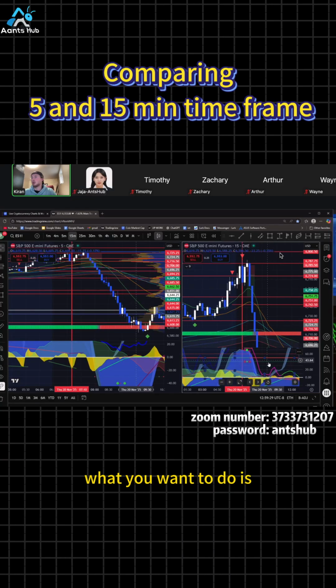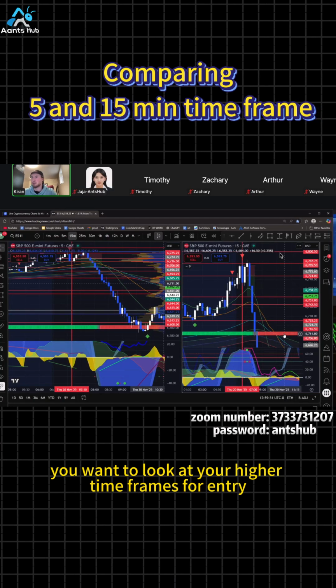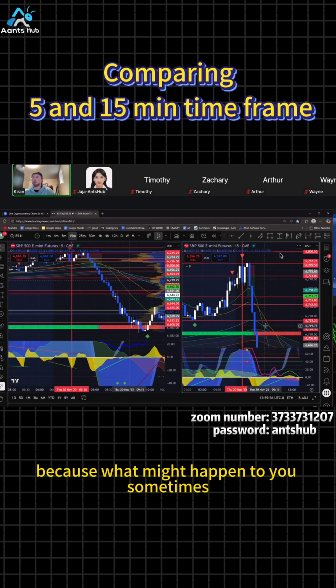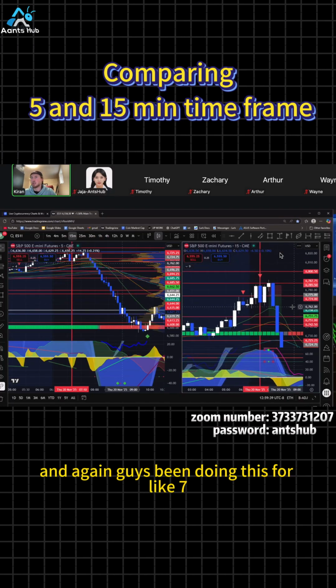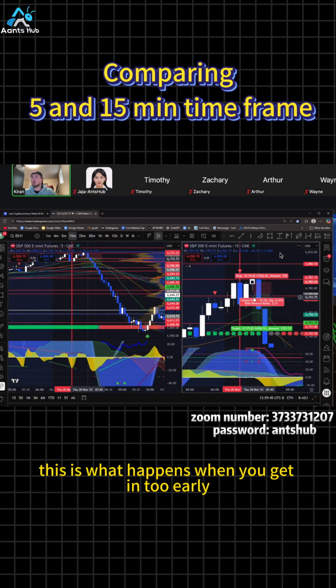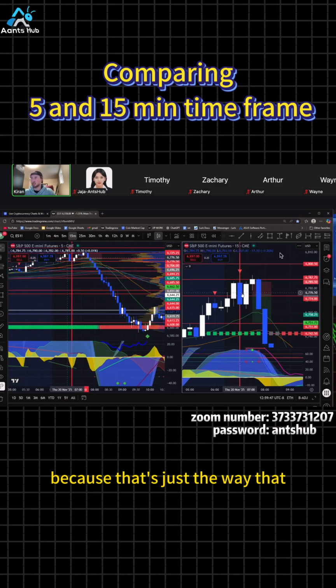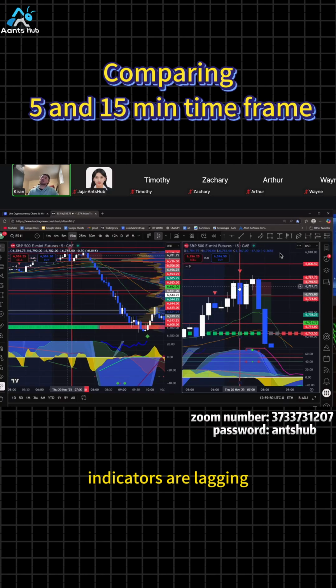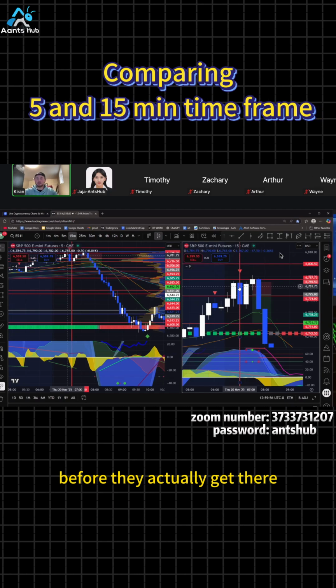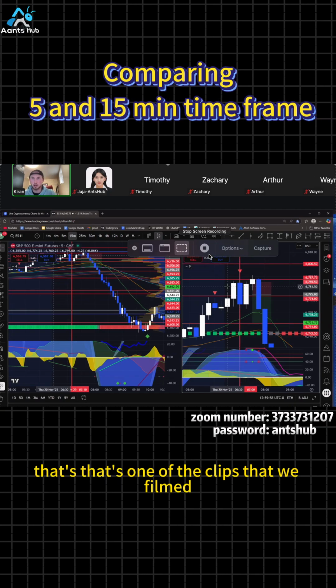So primarily, you want to look at your higher time frames for your entry. If you're trading on the 5 and the 15, watch the 15 and then confirm on the 5. Because what might happen to you sometimes, and I've been doing this for like 10 years-ish now, this is what happens when you get in too early, and it still happens to me sometimes, because that's just the way that indicators present themselves. Indicators are lagging, so you sometimes have to anticipate where they're going to go before they actually get there. So that's one of the clips that we filmed.